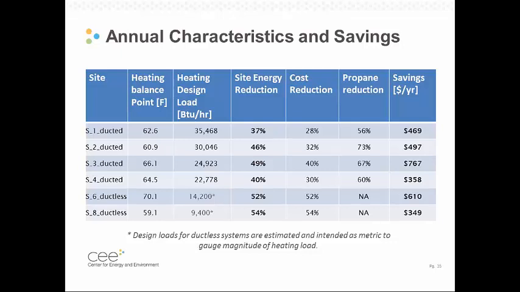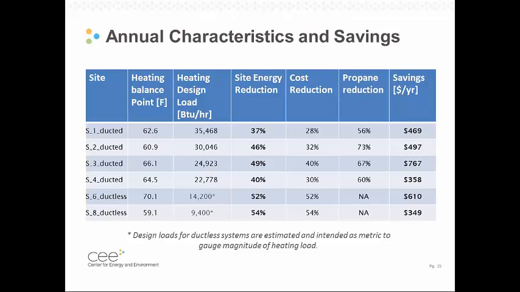You can see that the ductless numbers are estimated because they don't meet the whole load of the house, but they're much smaller, so they're meeting a smaller amount. So you can see we have some savings numbers, both in terms of BTUs used on site, the site energy reduction between 37 and 55%, and the cost reduction to the homeowner, the annual heating cost reduction, from 30 to 50%.